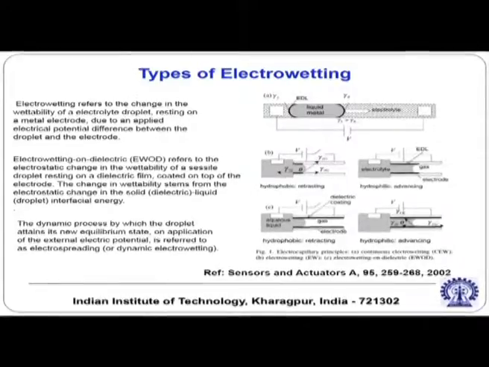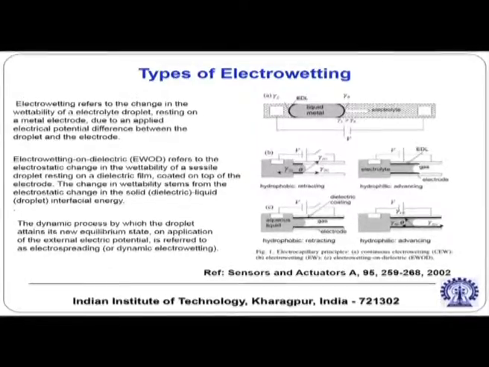Electrowetting on dielectric, or EWOD, which we normally use for technology, refers to the electrostatic change in the wettability of a sessile droplet resting on a dielectric film coated on the top of the electrode. The change in wettability stems from the electrostatic change in solid liquid interfacial energy that we have discussed.